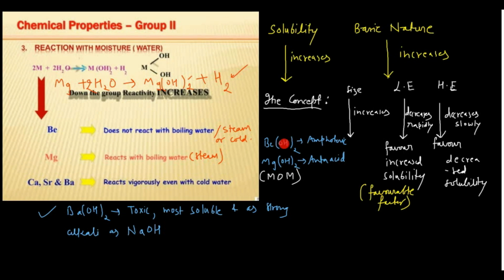And your beryllium hydroxide, I already told you, it is amphoteric in nature. That's why beryllium is not included in the true alkaline earth metals. Okay, and then there comes the magnesium hydroxide, which is your antacid. That is MOM, milk of magnesia. So why the milk of magnesia? Magnesia is the trivial or the older name of magnesium, and the hydroxide of this appears like milk. It is white in color, so that's why the name milk of magnesia is given, and it is an antacid.